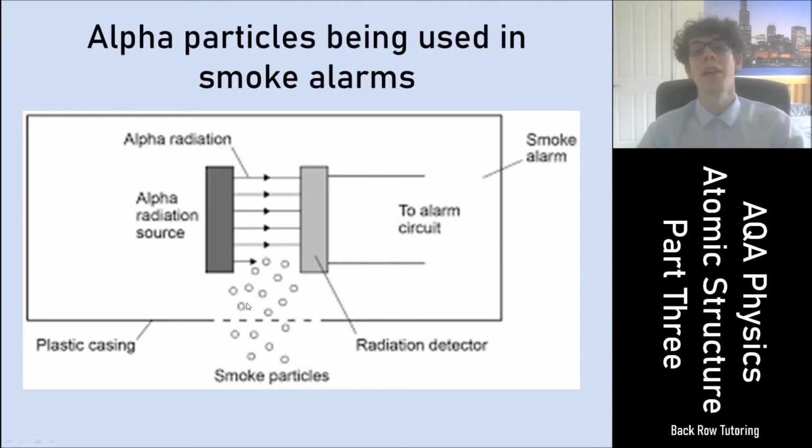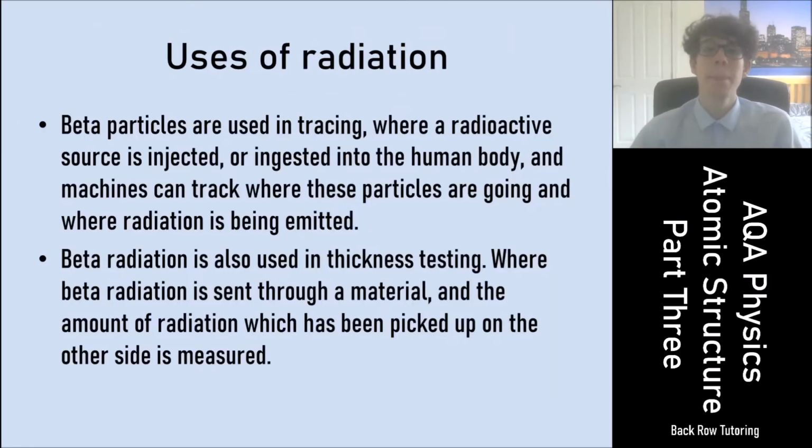If smoke particles from, let's say, a fire get in the way of the path that the alpha particles take, then the alpha particles will hit this radiation detector with a much lower frequency, so there'll be less alpha radiation hitting the detector. That'll then send a signal to the alarm circuit saying, we're not getting very much alpha radiation, there's some smoke in the way, and the smoke alarm will go off.